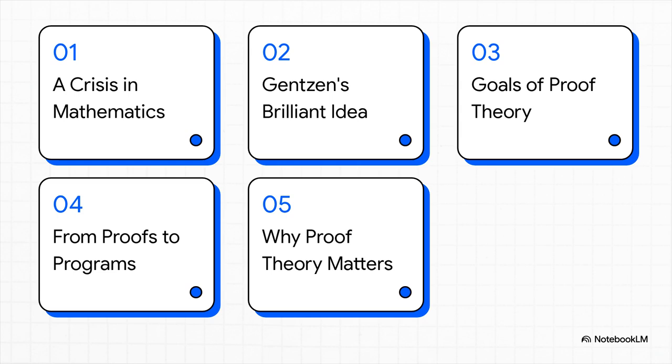So, here's how we're going to break it down. We'll start by going back to a time when a major crisis shook the world of mathematics right to its core. Then, we'll meet the thinker who came up with a totally revolutionary solution. From there, we'll dig into the main goals of the field he created, and we'll wrap up by revealing this surprising and honestly super powerful link between formal proofs and computer programs.